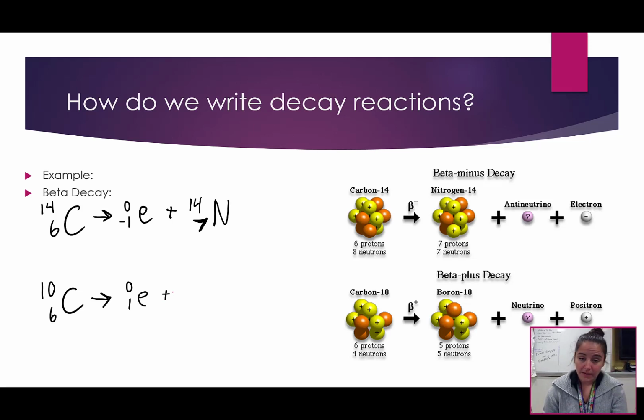That happens when a proton changes into a neutron. So the number of protons is going to go down by 1 and be 5, and the mass doesn't change. Number 5 on the periodic table is boron. Again, it still follows the law of conservation of mass. 6 equals 1 plus 5, 5 plus 1 equals 6, and 10 equals 0 plus 10. Okay, cool.